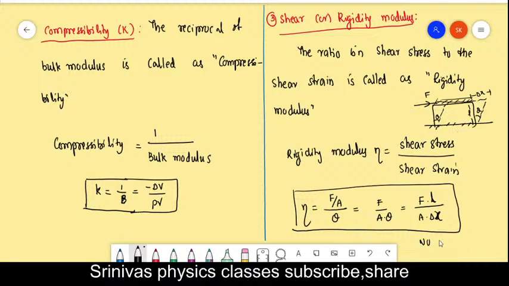Now, its unit. What is the unit of this one? Stress by strain. Strain does not have any unit. The unit is the same as stress, that is Newton per meter square. Okay, right.